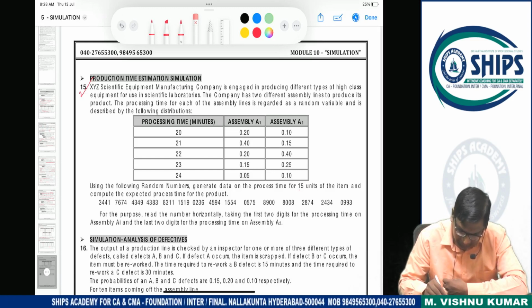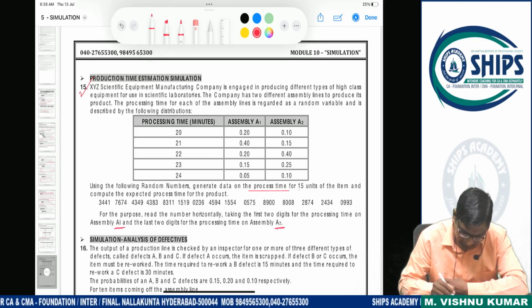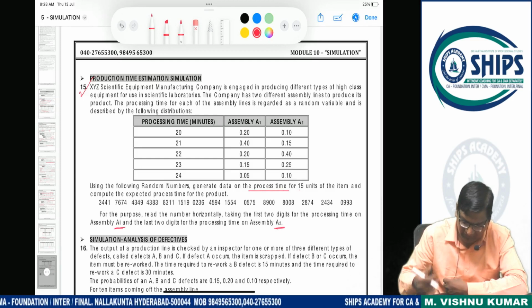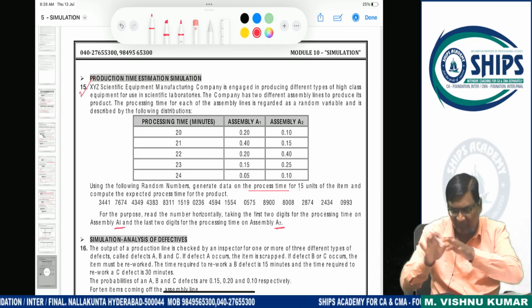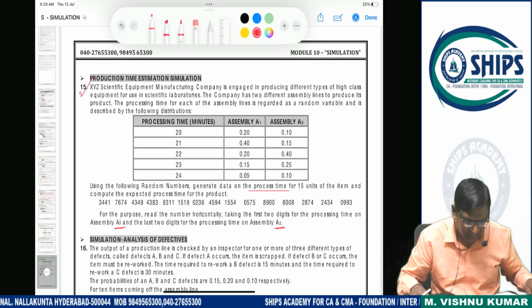So we have to calculate processing time. What we have to calculate? Processing time for A1 and A2 combined. First we have to calculate for A1, then we have to calculate for A2 total. Total time, how much taken? So it is a simple question, nothing special.